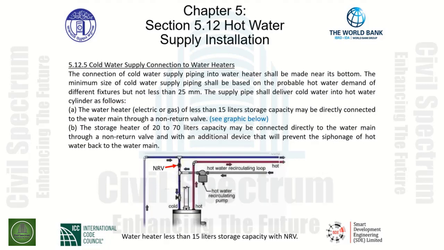Section 5.12.5, cold water supply connection to water heaters. The connection of cold water supply piping into a water heater shall be made near its bottom. The minimum size of cold water supply piping shall be based on the probable hot water demand of different fixtures, but not less than 25 millimeters. The supply pipe shall deliver cold water into hot water cylinder as follows.